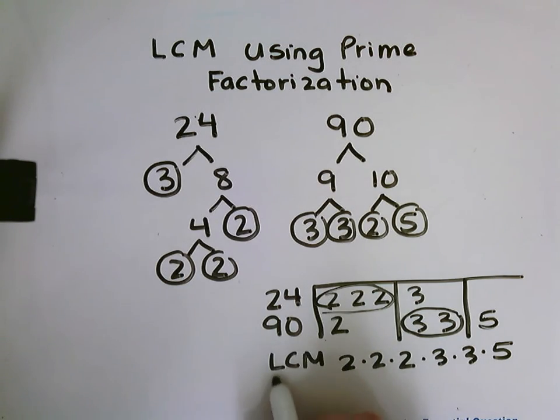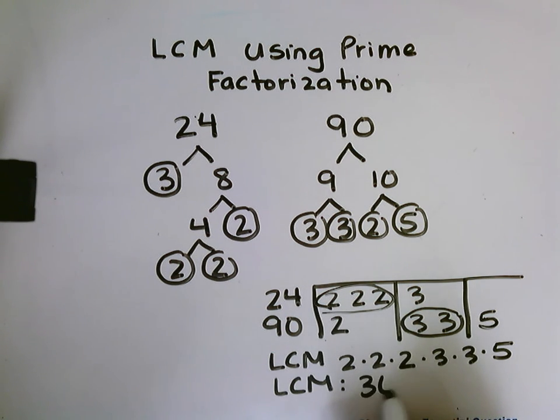So when I multiply these all out, I get 8 times 9 times 5, which ends up being 360. So my least common multiple of 24 and 90 is 360. And I'm really glad I didn't have to write all that out in a list.